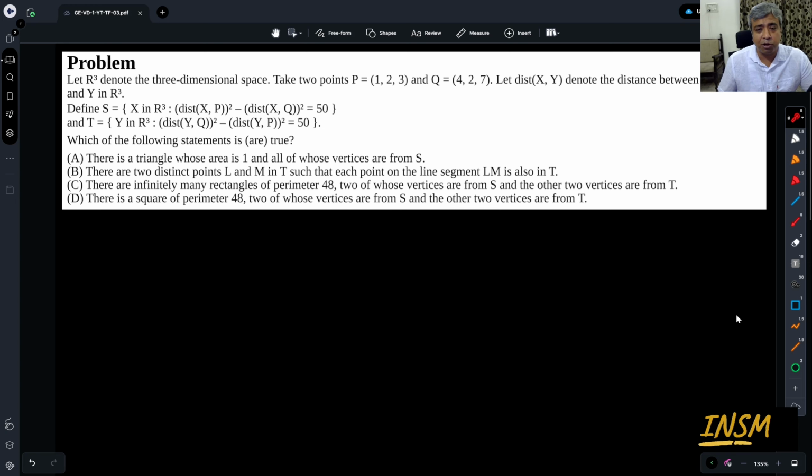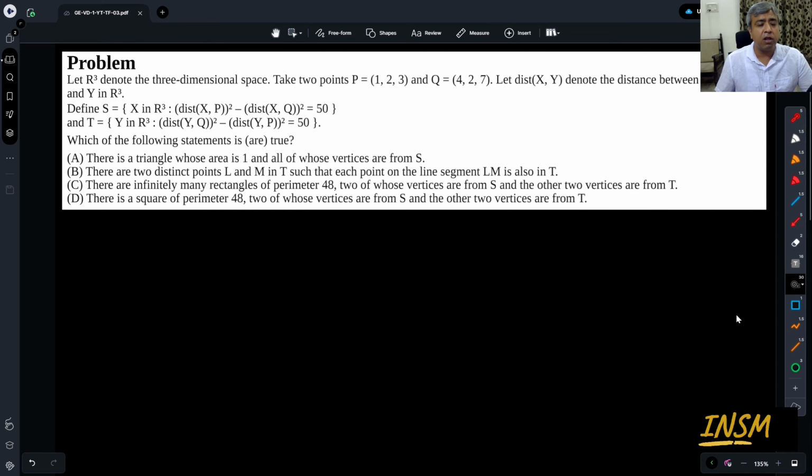So these kinds of problems look intimidating, but these are some of the easiest problems that you will find in JEE Mains. If you are able to find what is set S and what is set T, there is nothing much left to do in this problem. One approach is to take the coordinates of x as xyz, a variable point. P and Q are given. Then apply the distance formula in 3D and find its equation in Cartesian form.